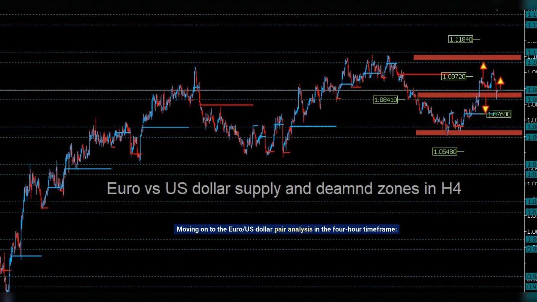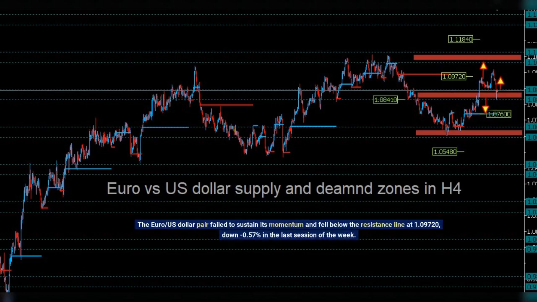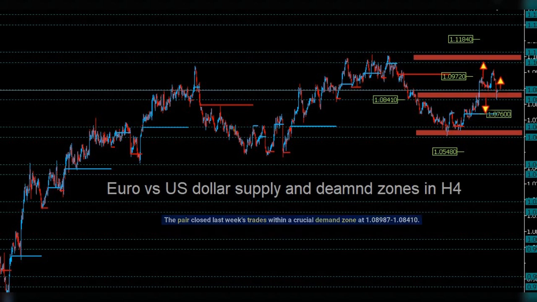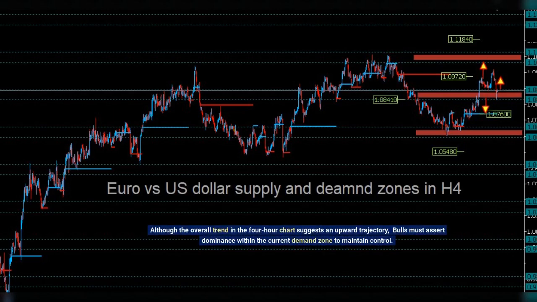Moving on to the Euro-US dollar pair analysis in the 4-hour timeframe. The Euro-US dollar pair failed to sustain its momentum and fell below the resistance line at 1.09720, down -0.57% in the last session of the week. The pair closed last week's trades within a crucial demand zone at 1.08987 to 1.08410. Although the overall trend in the 4-hour chart suggests an upward trajectory, bulls must assert dominance within the current demand zone to maintain control.